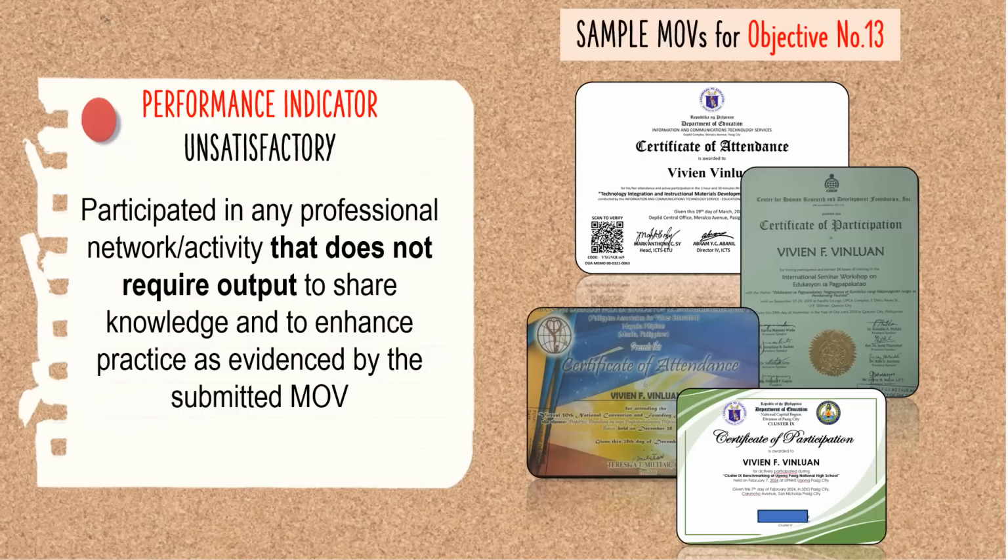Dahil sa indicator ng objective number 13 for unsatisfactory ay participated in any professional network or activity that does not require output to share knowledge and to enhance practice as evidenced by the submitted MOVs. So ulitin ko po, kahit na sangkatutak at international pa yang magiging certificate ninyo, unsatisfactory pa rin ang inyong magiging rating hanggat wala kayong inilagay na output dito.